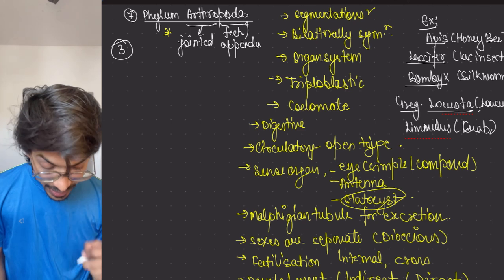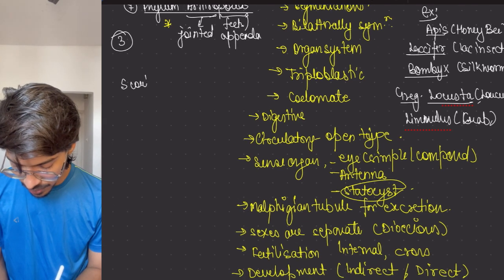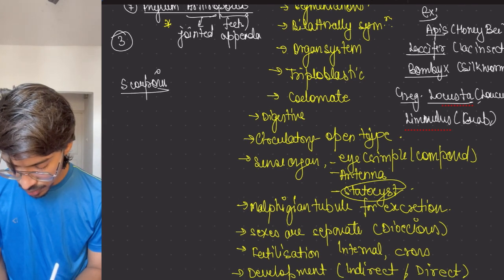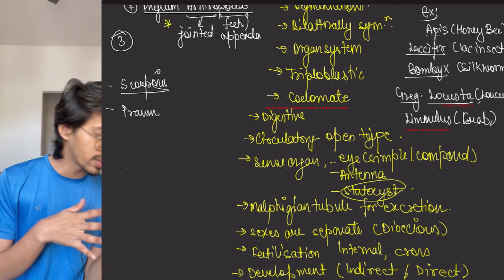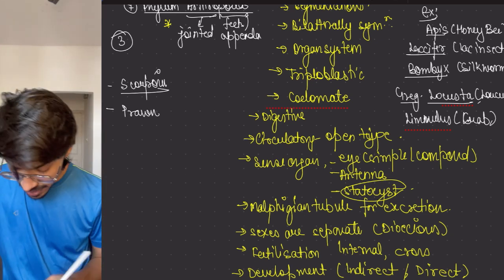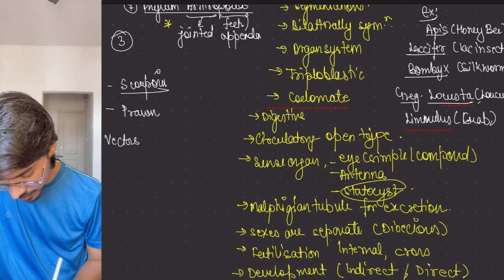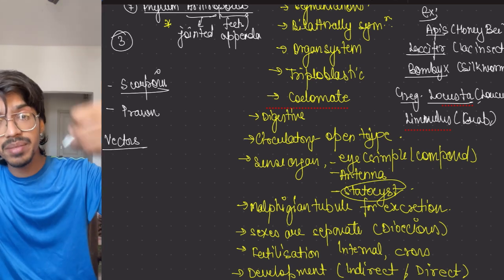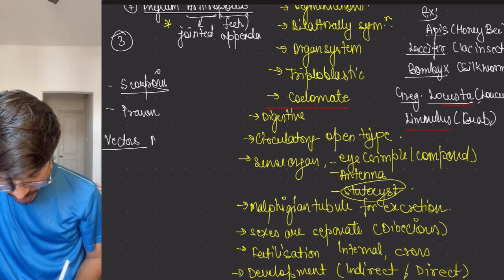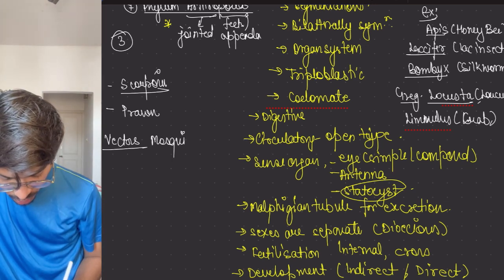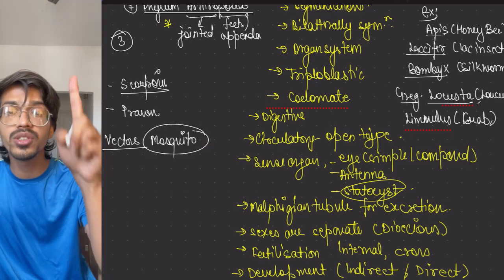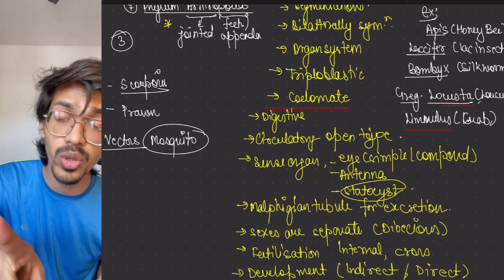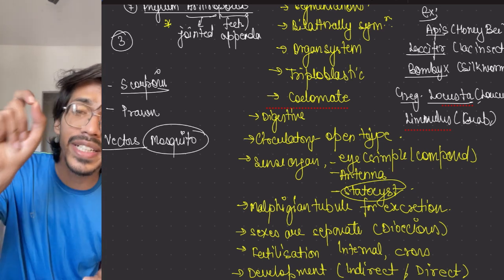Then we have what? Other examples to this are what? Scorpion. We have prawn. These belong to crustaceans. Okay. And then we have a very important one. They are the vectors. Vectors are what? Those who carry a certain organism and cause diseases. These are what? Mosquitoes. Now here you have to remember the name of the mosquitoes and what disease each causes. That is an important question for NEET 2025.